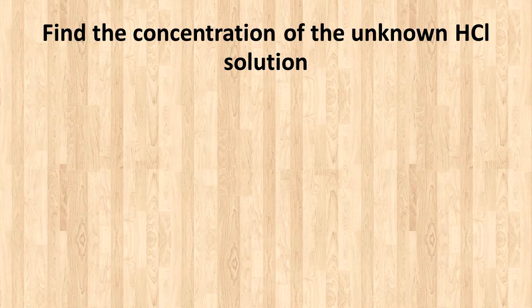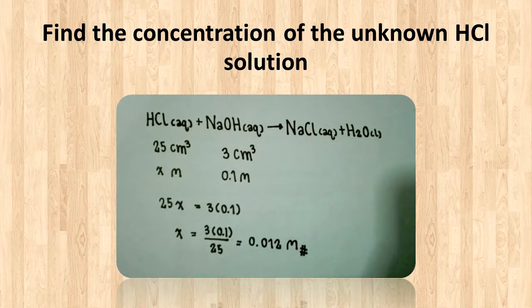For finding the concentration of the unknown, we use the formula C1V1 equals C2V2. Specific for this experiment, substitute C1 equal to X, V1 equal to 25 ml, C2 equal to 0.1 molar, and V2 equal to 3 ml. We can know that the molarity of this unknown hydrochloric solution is 0.012 molar.